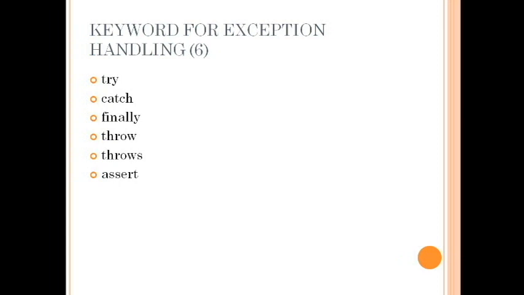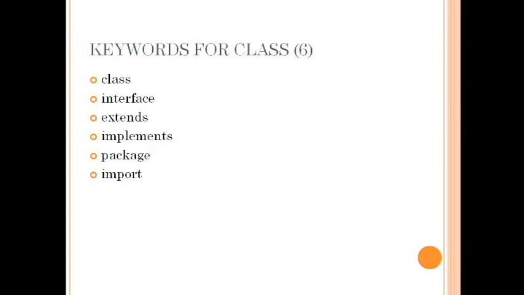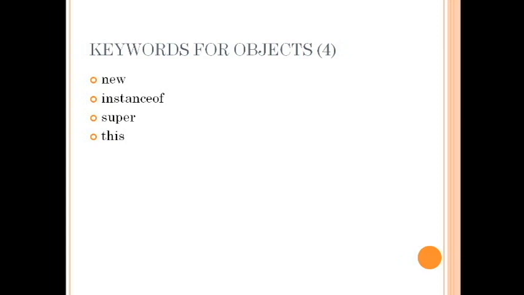Next type of keywords are used to define a class. So for defining a class there are 6 keywords, namely class, interface, extends, implements, package and import. So there are 6 keywords used to define a class. Next type of keywords are for objects. So while defining objects, we can use 4 types of keywords, namely new, instanceof, super and this.